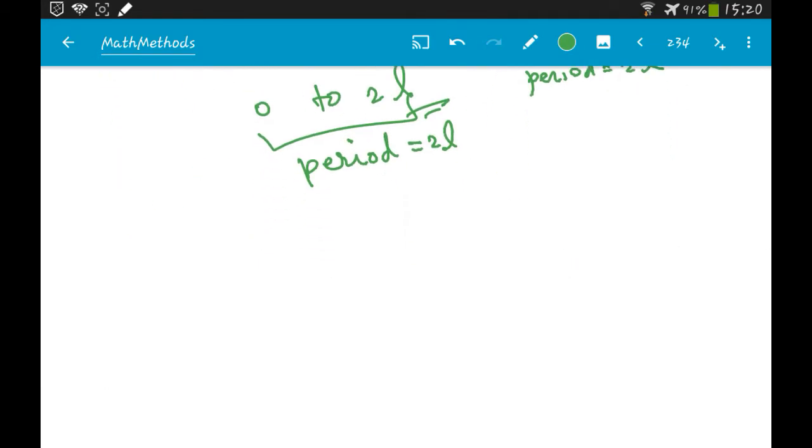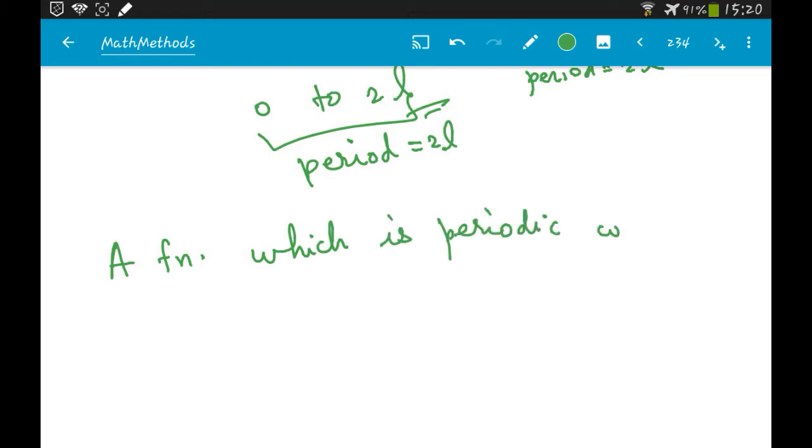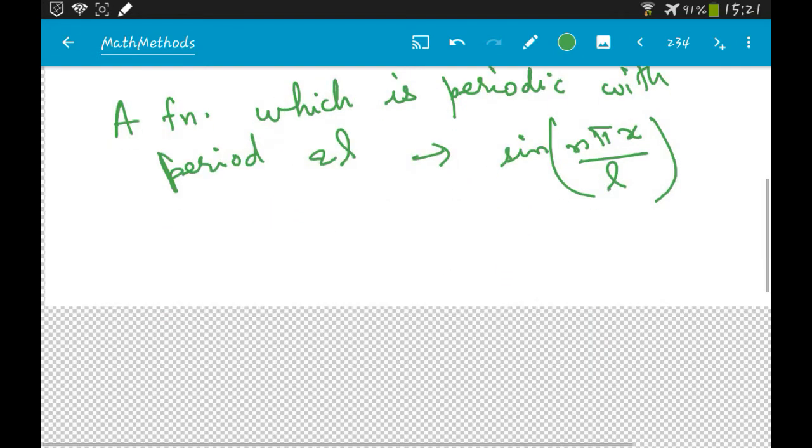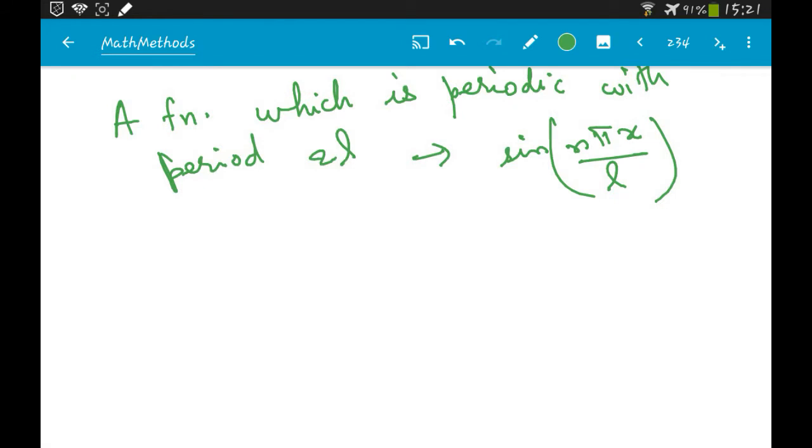So we need to find a sine and cos function which is periodic in 2L. So what is that function? A function which is periodic with period 2L is nothing but sine n pi x by L. Why am I saying that this is the periodic function? It's because we can verify it. So let's say we add 2L to this, and then we have to see whether it is periodic or not. So in x if we add 2L, what will happen?